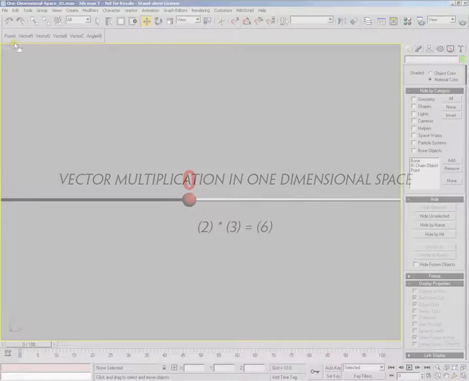We can also multiply a vector with a scalar. A scalar would be any integer or floating point number in MaxScript. The result is a new vector whose coordinates have been multiplied with a scalar. In one-dimensional space there is only one coordinate, so we would multiply the x-coordinate with the scalar.